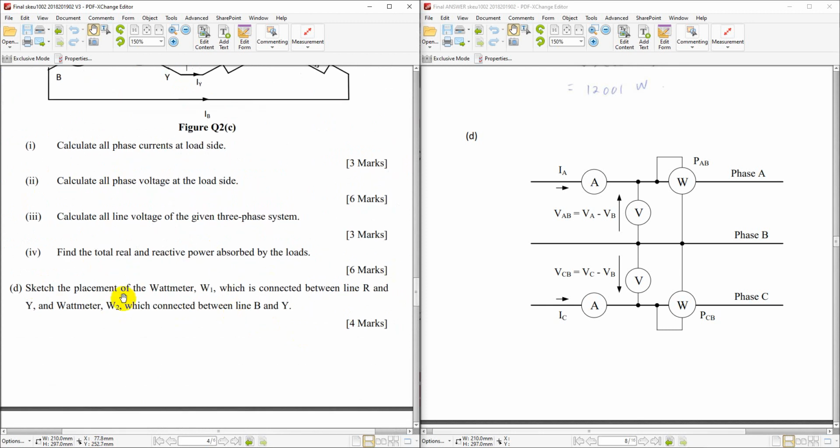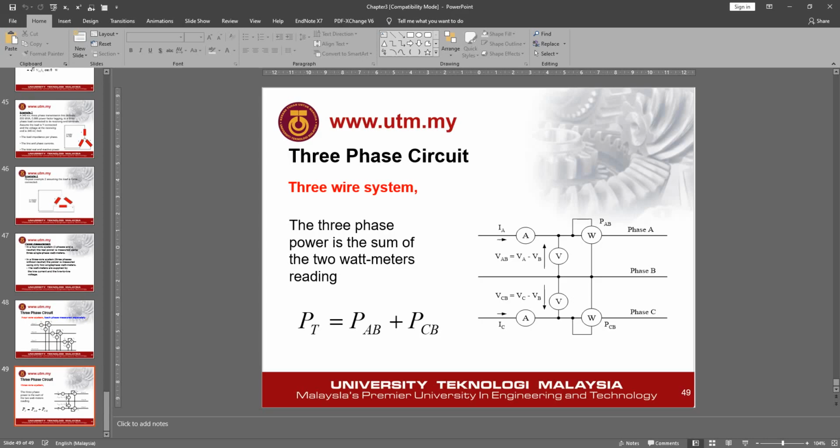So usually they will ask you to draw phase A, phase B, phase C, and you have to draw the ammeter and voltmeter. Don't forget the arrow sign. Make sure it is correct: IA, IC, and this one, PAB and PCB. And don't forget the formula, which is total power equals PAB plus PCB. Power here plus power here.